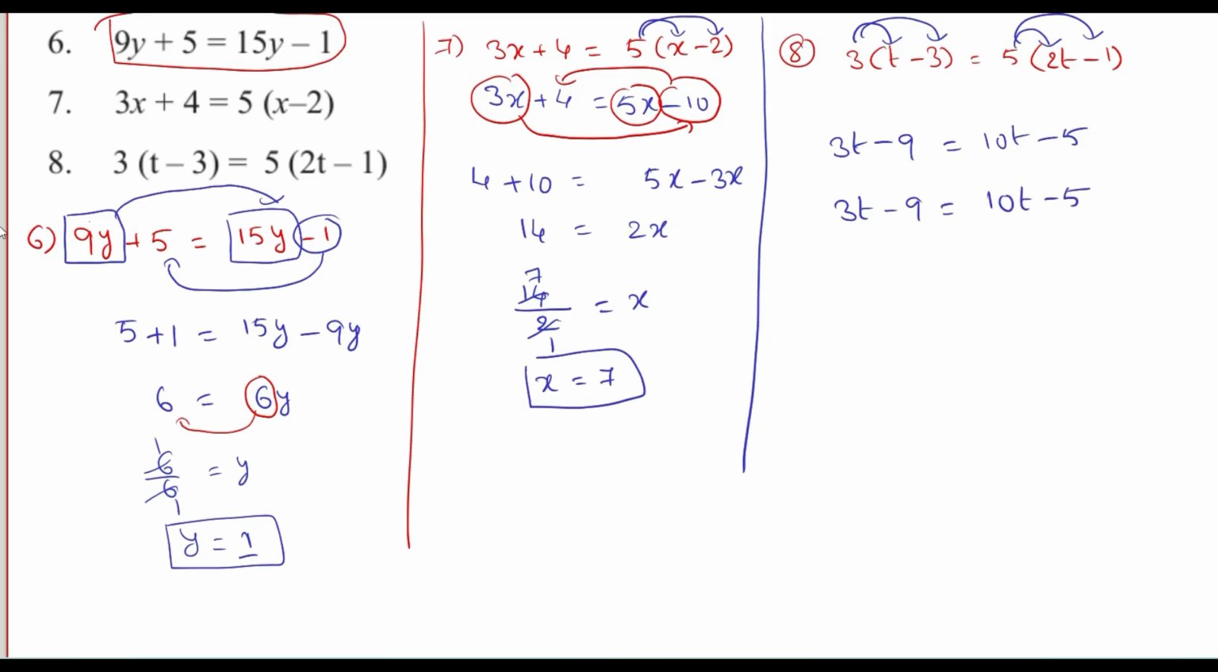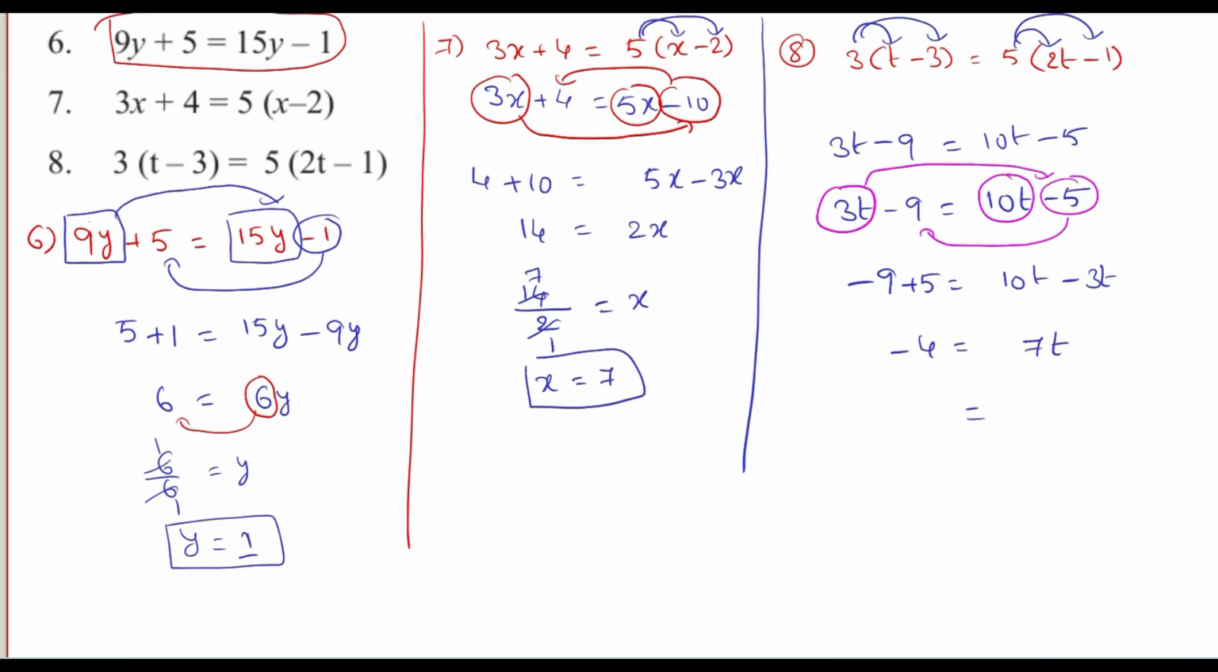And if you observe this, here also we have a variable on both sides of the equation. On the LHS we have 3t, and on the RHS we have 10t. As 3t is smaller than 10t, we transpose this 3t to the other side of the equation in the same manner, and transposing this negative 5 to the other side becomes positive. On doing so, we get minus 9 plus 5 equals 10t minus 3t. From this, we get minus 4 equals 7t. From this, t equals minus 4 by 7. What is the solution for this eighth one? That is t equals minus 4 by 7.